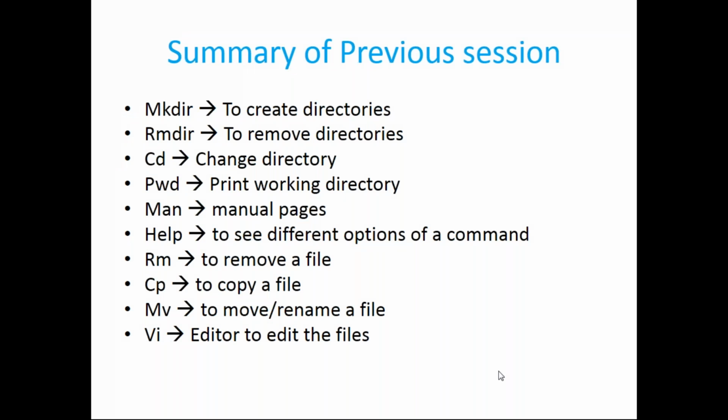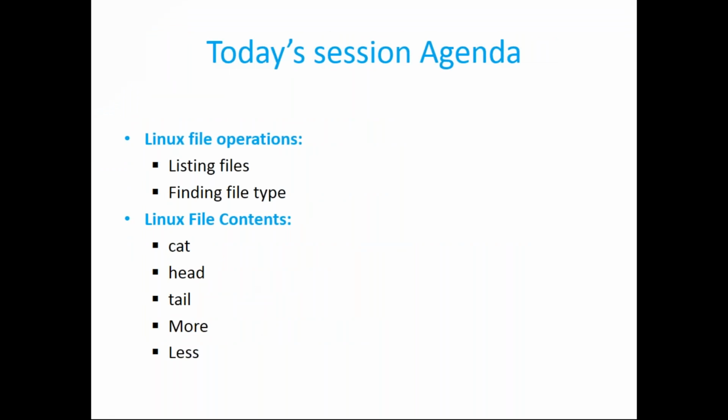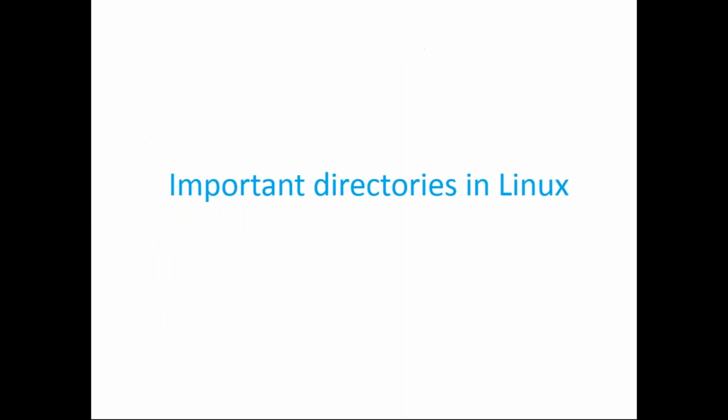Now let's move on and see our agenda for today's class. We'll be discussing what the important directories in Linux are, such as /bin, /var, /root, /tmp, /home. Then we will see the different file operations, such as how to list the files and how to see the different file types. And we will see some commands such as cat, head, tail, more or less, which are pretty powerful in seeing the file contents.